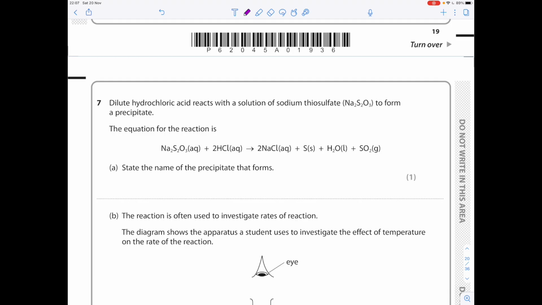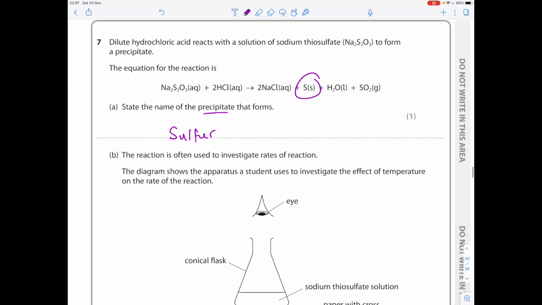Dilute hydrochloric acid reacts with a solution of sodium thiosulfate to form a precipitate. The equation of the reaction is this. State the name of the precipitate that forms. So we need a solid because we're talking about precipitates, so it's just sulfur. Don't get over stressed by that question.